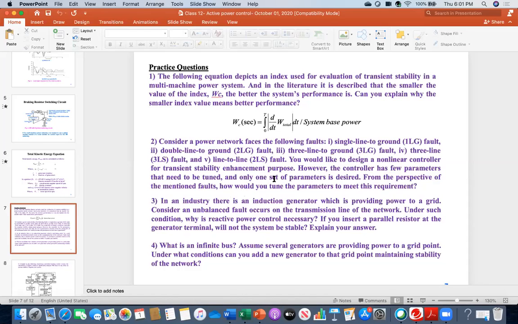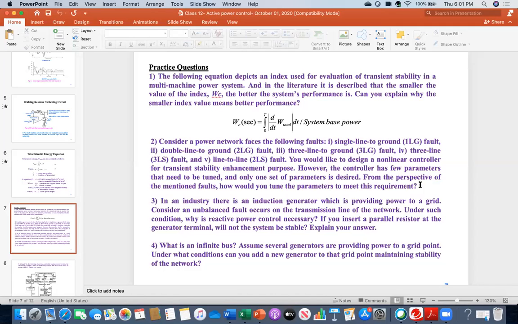Only one set of parameters is desired, and the control goal is that you find out only one optimal set. So how would you tune the parameters? When you start tuning, what will be your base? Would you start considering 1LG fault, 2LG fault, 3LG fault, or 2LS fault? What will be your basis to tune?